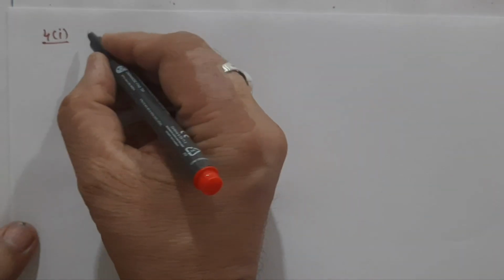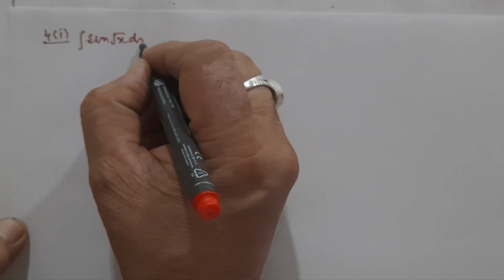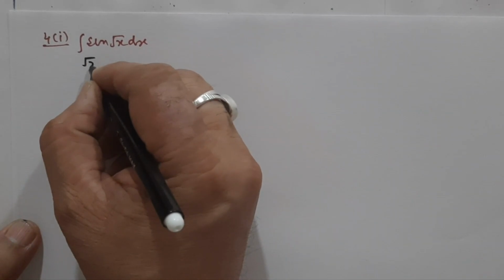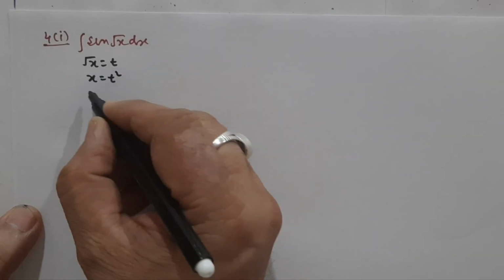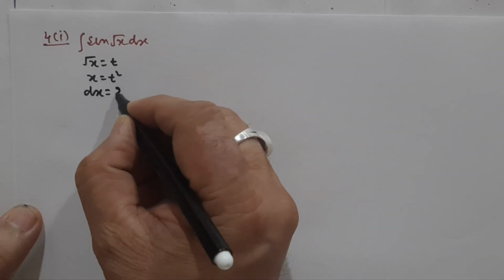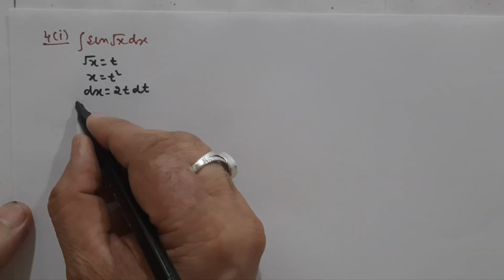Now students, let us do fourth question, first part, integral of sin root x. Let us see how to integrate integral of sin root x dx. To do this question, first of all we have to put root x equal to t. Squaring both sides we get x equal to t square and dx equal to 2t dt.